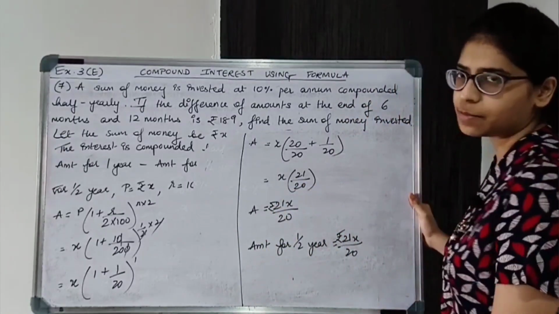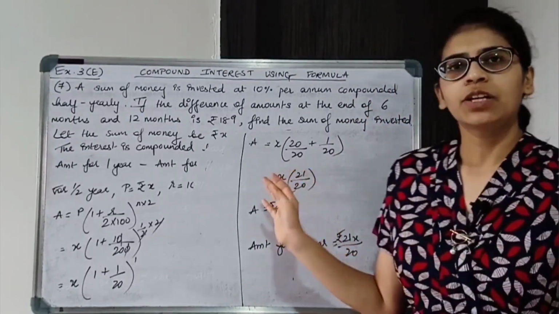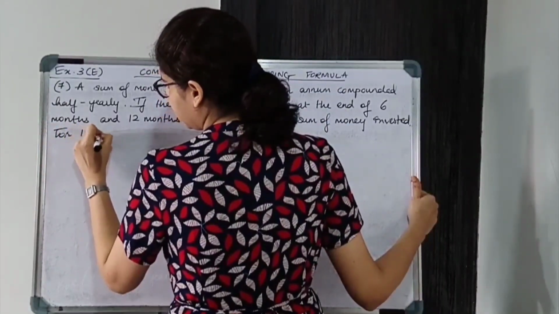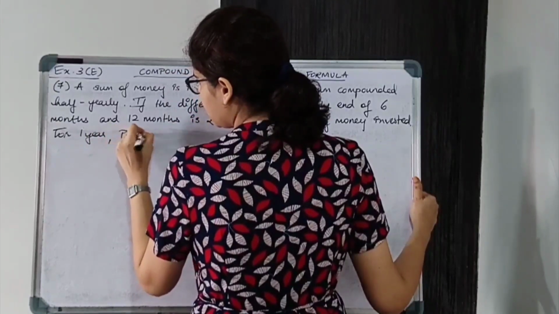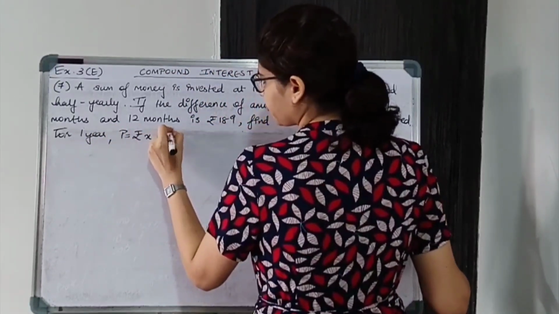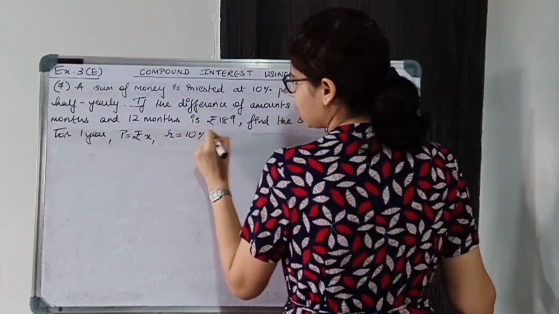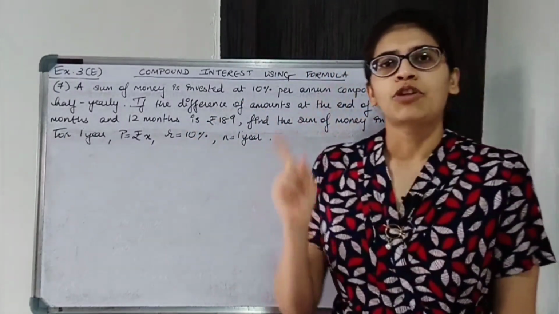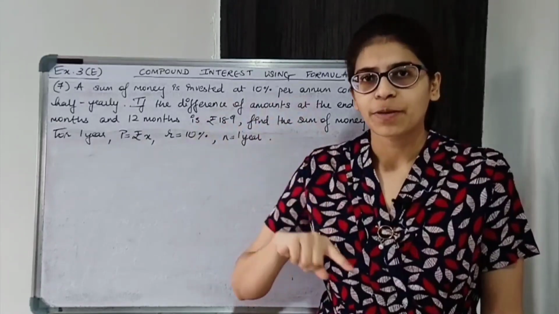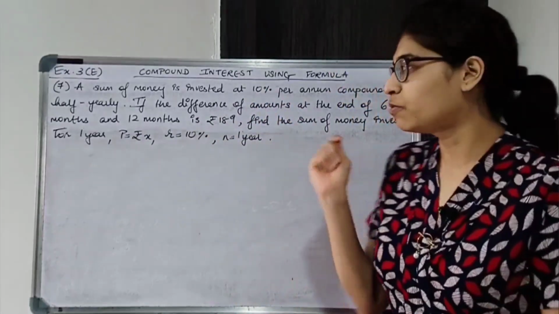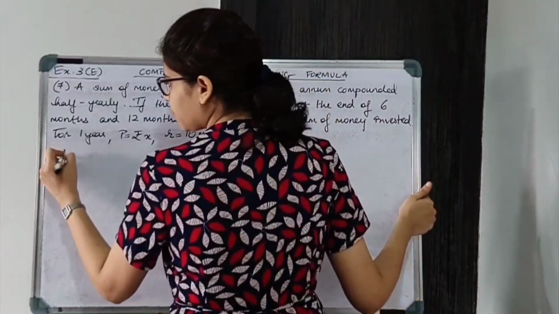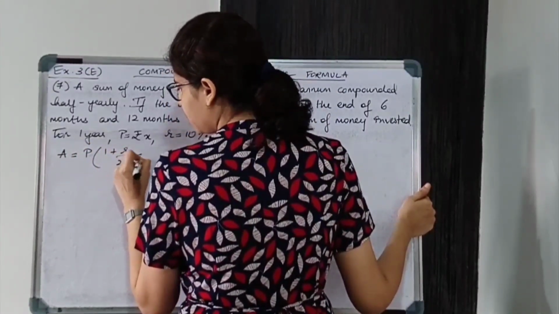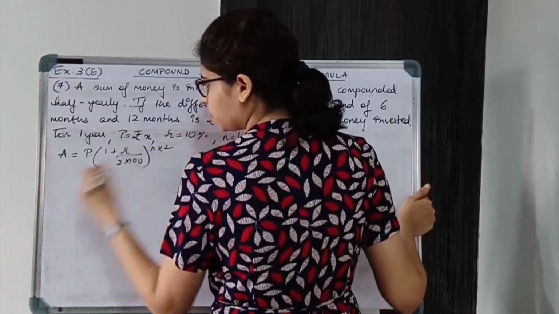Don't forget the rupee symbol. Okay, now we'll calculate the amount for 1 year. So for 1 year, principal is x rupees, r is 10%, n is 1 year. Again, modified formula: you'll divide the rate of interest by 2 and multiply n by 2. Don't forget this part. So A is equal to P into (1 plus r upon 2 into 100) raised to n into 2.